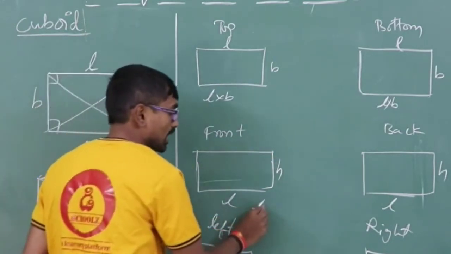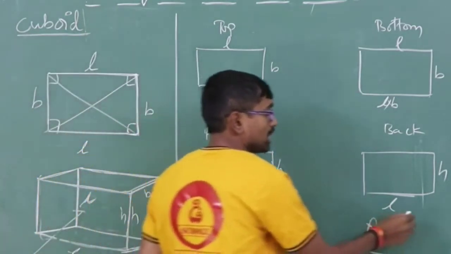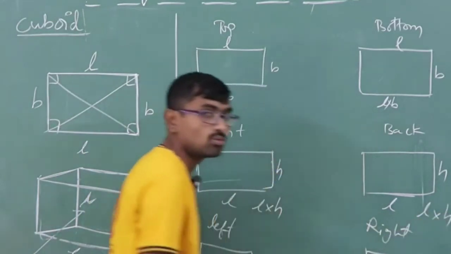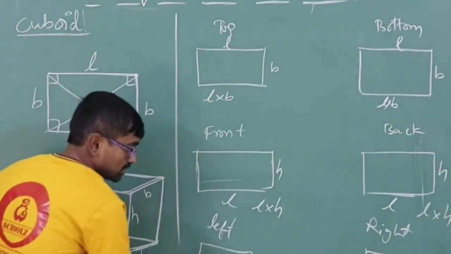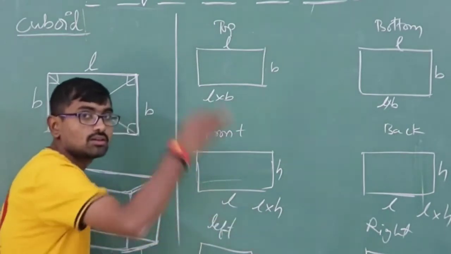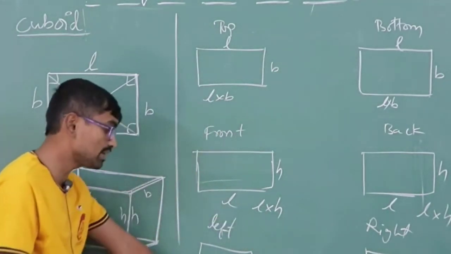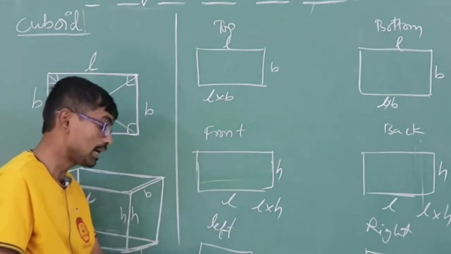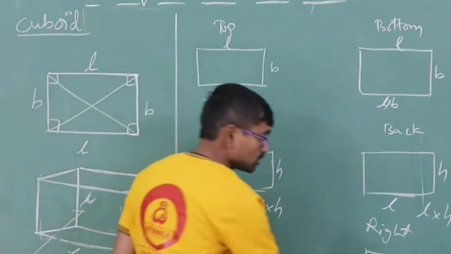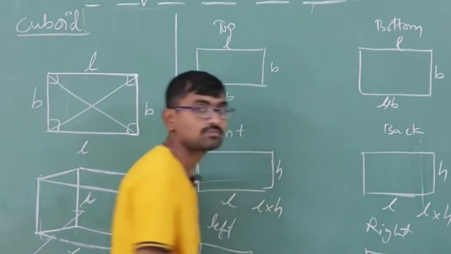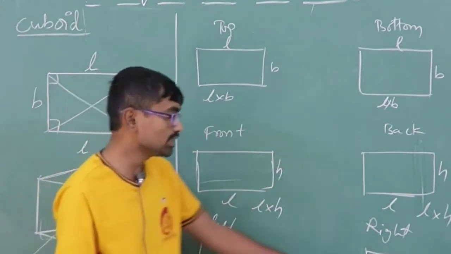Here we have length into height. Here also we will have length into height. What is this? Both the areas. This is breadth into height. Why? First dimension into second dimension. Here we have both the dimensions breadth and height. I am multiplying b into h. Here also b into h. So b into h, b into h.